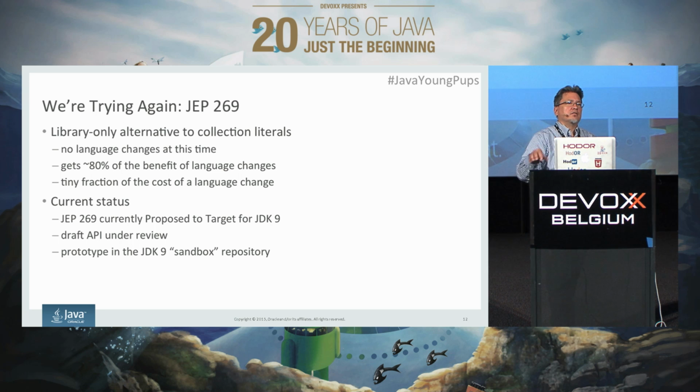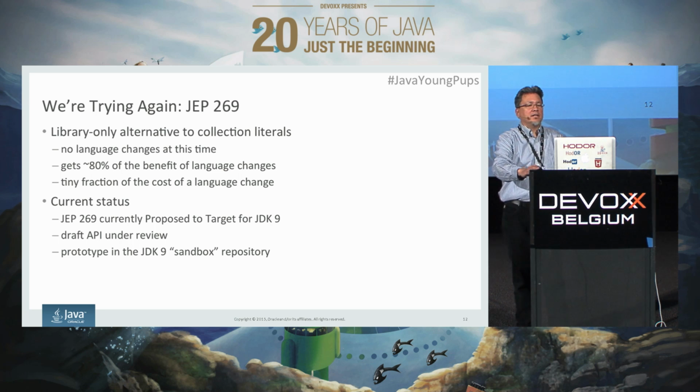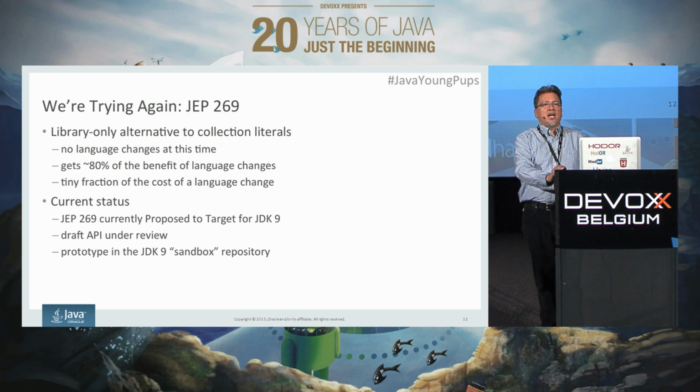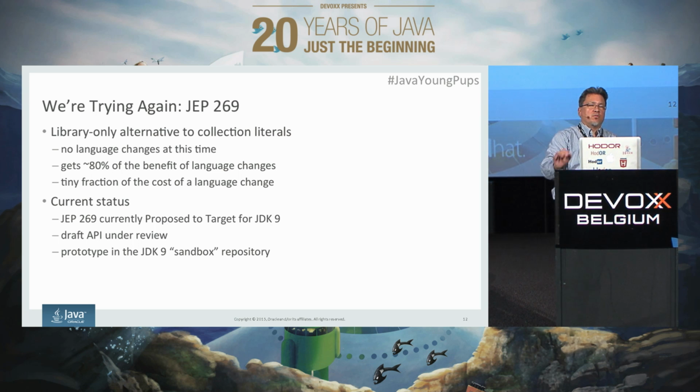So what we're targeting for JDK 9, or at least I hope to target, is a set of library APIs that functionally replace collection literals with no language changes whatsoever. We get most of the benefit at a tiny fraction of the cost. Basically, I'm the only guy working on it, and I think I can make pretty good progress and probably get something into JDK 9. Whereas if you have a language change, it requires the compiler people, the spec people, a bunch of architecture, and a whole bunch of discussion, and it might not converge.